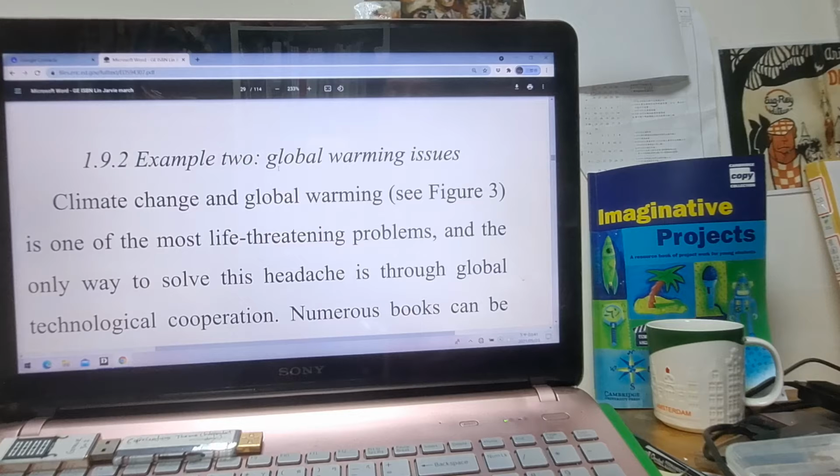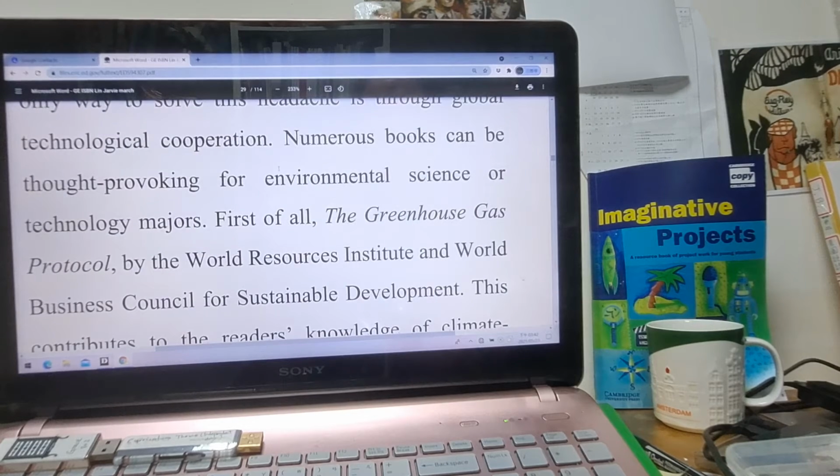Let's see another two examples about global warming. Climate change and global warming is one of the most life-threatening problems, and the only way to solve this headache is through global technological cooperation. Numbers can be thought-provoking for environmental science or technology majors. First of all, the Greenhouse Gas Protocol by the World Resources Institute and World Business Council of Sustainable Development.